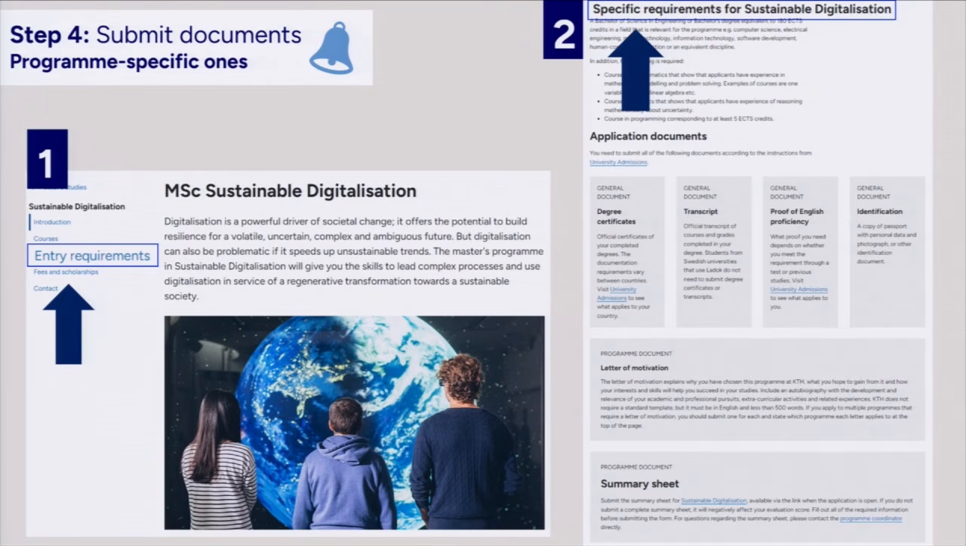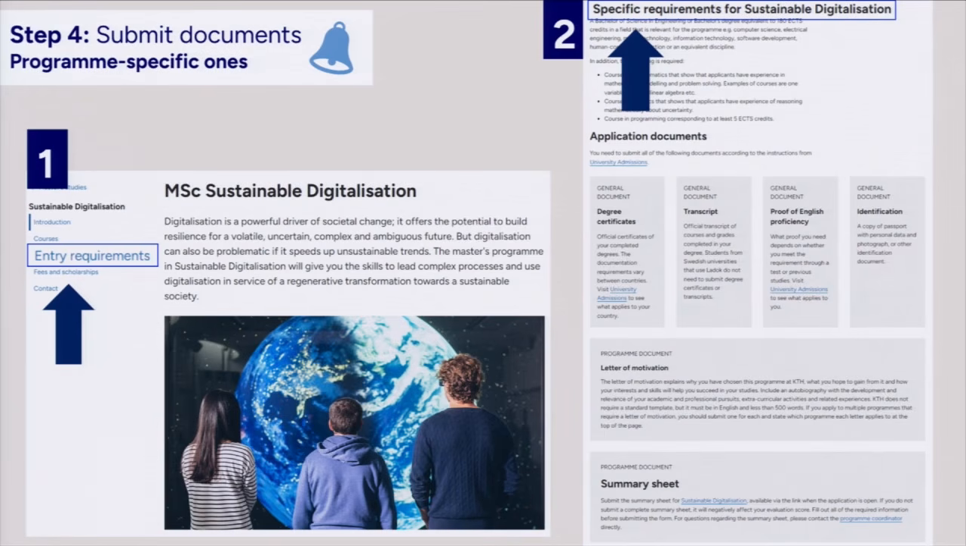So these pages will have the same layout for all the programs, but the content varies a bit. Because this information is tailored for each KTH program, and the required documents are mentioned, and the details on what each document should contain are there. And we have chosen sustainable digitalization as an example, just because it's so difficult to say.